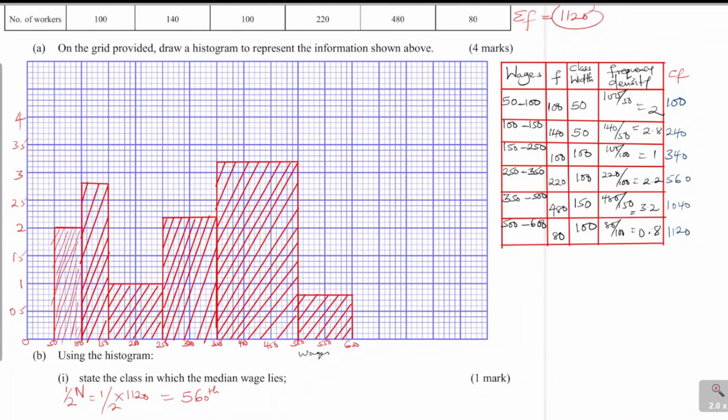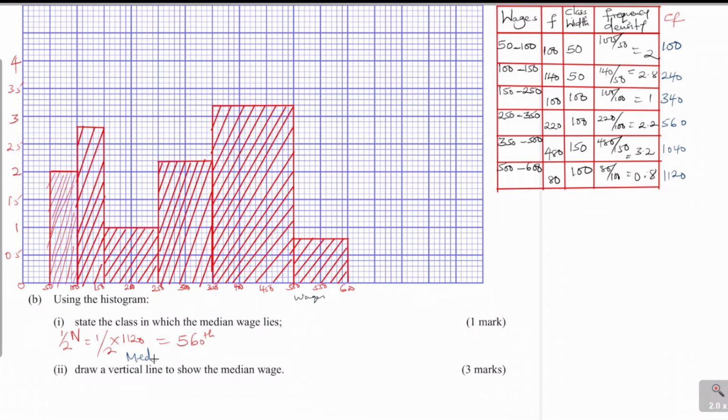And where is 560? Where do we find 560? It is here. So this one is the median class. Let me write it down here. So the median class is here. So where we have 560, that is 250 to 350.